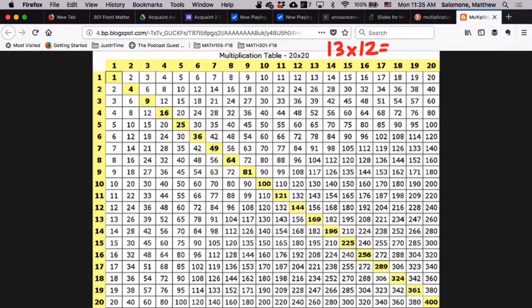But then, what was the other question that somebody just said? What if it's a different operation that's not commutative? If it's not, there's two places we can find the answer to 13 times 12 in this table. One of them is right here. Where's the other one? 12 times 13. Yeah, over here on the opposite side of this diagonal, right?